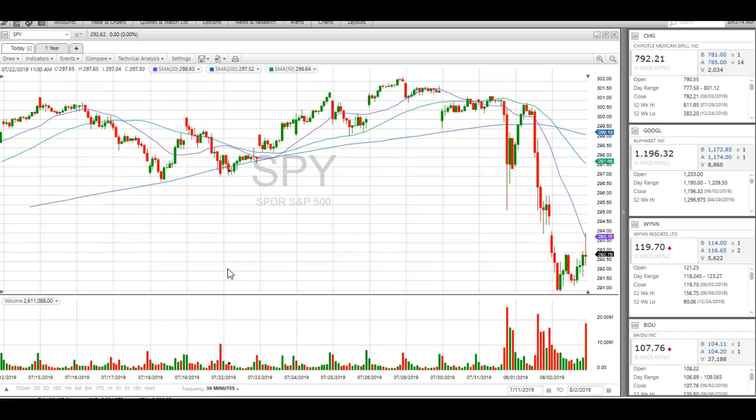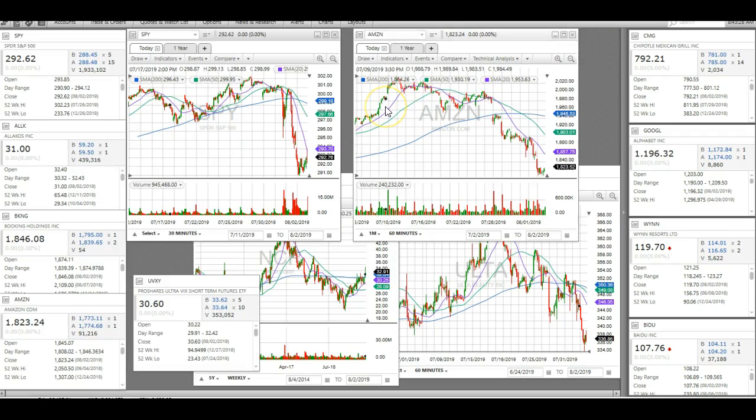But ultimately, I want to see the S&P 500 hold the 293 level. Why? I just want to see it over here, at the first gap down, to stop the bleeding in the market. So those are the pivots I'm going to look at now.